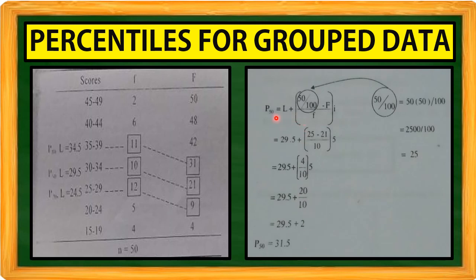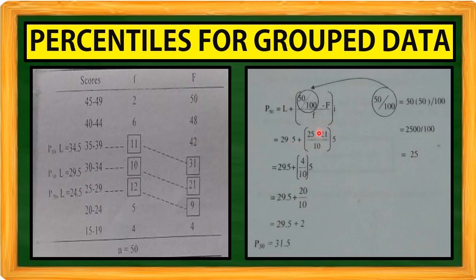Next is percentile 50. The percentile 50, quartile 2, and decile 5 all have the same value. So percentile 50 is equal to 50 times 50 divided by 100, 2,500 divided by 100, which is equal to 25. So the 25 is located in 31, so this is our lower limit, the 31. So 30 to 34, so 30 minus 0.5 is 29.5. Or 29 plus 30 divided by 2 is 29.5. So 29.5 is our lower limit.